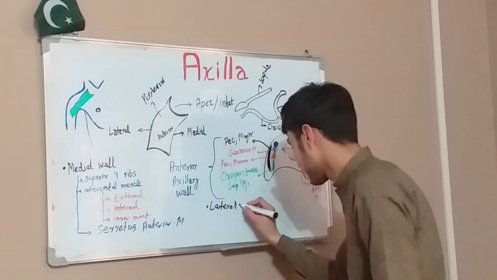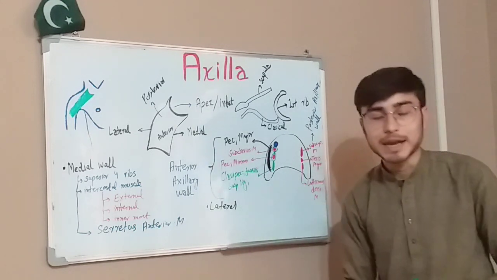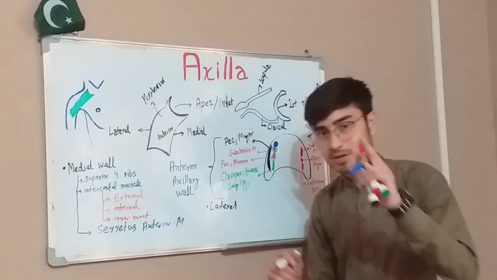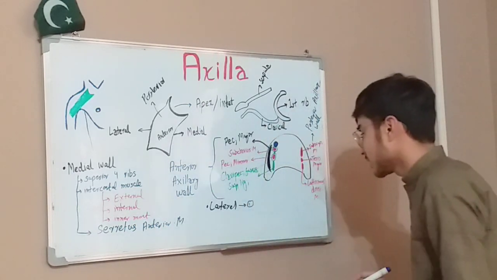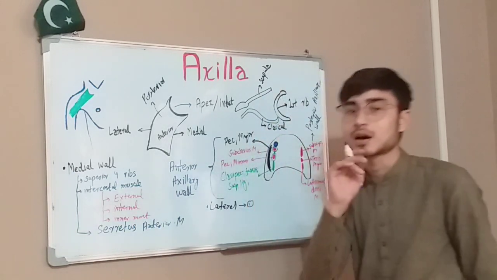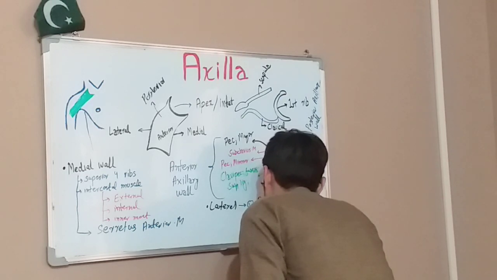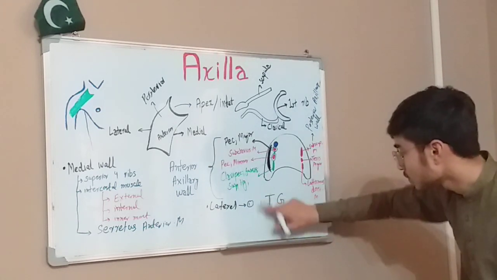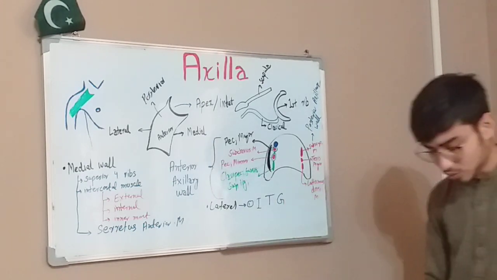The lateral valve is formed by the intertubercular sulcus. The intertubercular sulcus is present in the humerus. So first of all, we have the intertubercular sulcus or the intertubercular groove. Both are the same. We have the intertubercular groove, ITG.